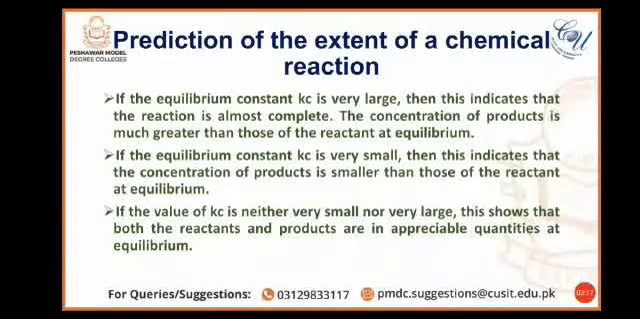And if the value of Kc is neither very small nor very large, this means that both the reactants and products are in appreciable quantities at equilibrium and the reaction is almost in equilibrium state. So these are the important information we can predict with the help of the value of Kc and Qc.